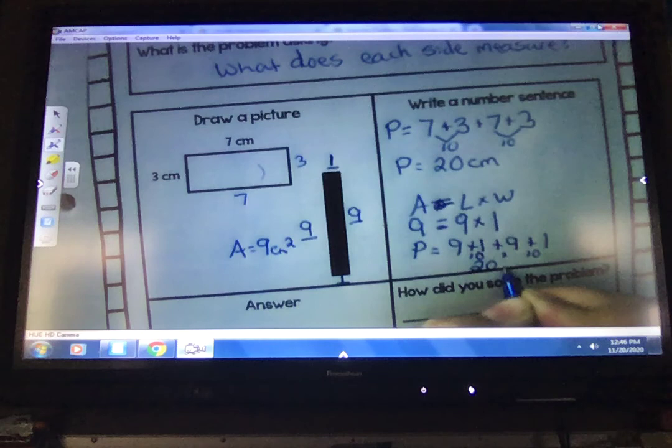How do we solve the problem? So on that box, you're going to tell me that you added first to find the perimeter of the unshaded rectangle, and then you figured out what two numbers would be multiplied to get the area of the shaded rectangle, and then you added the perimeter. You found the perimeter of the shaded rectangle to make sure it was 20, and since it matched, then we knew that our dimensions were 9 and 1.